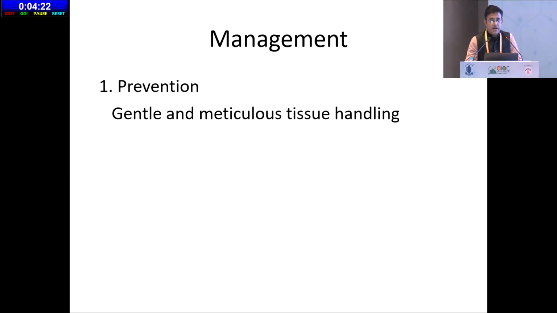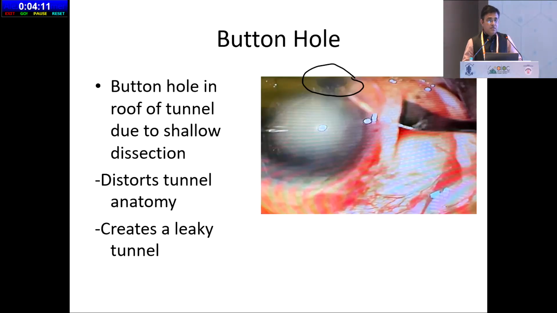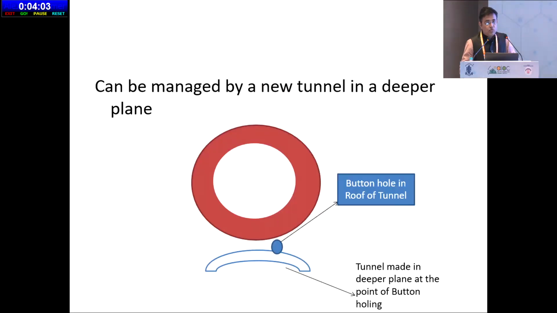Prevention is gentle and meticulous tissue handling, and in my way of treating, I take a McCannel suture. There are different methods like the hangback suture or cobbler suture, but I prefer a McCannel suture for treating it. Then this is one more common complication, buttonholing while making a tunnel. Now this leads to distorted tunnel anatomy and creates a leaky tunnel. So what you can do is create a tunnel in a new plane again, just below that buttonholing. That will tamponade the upper, leaky part, and you can continue with the surgery itself.